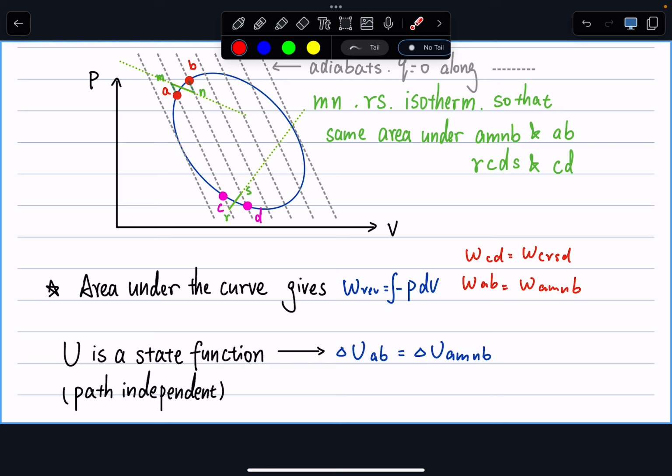All right, so the whole point here is we're talking about my internal energy being a state function. As long as my initial point and the final point are the same, the change of my internal energy must be the same.